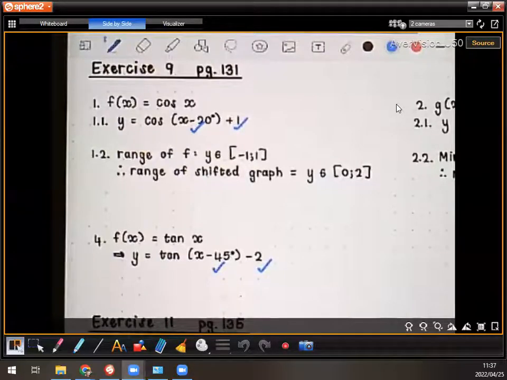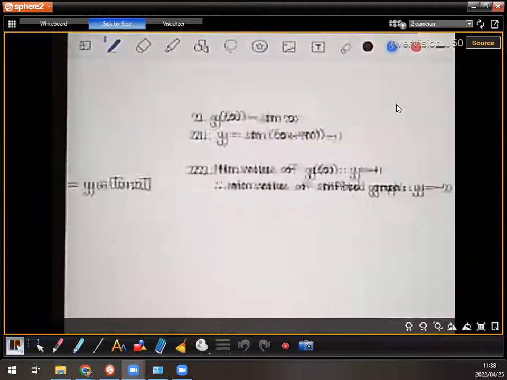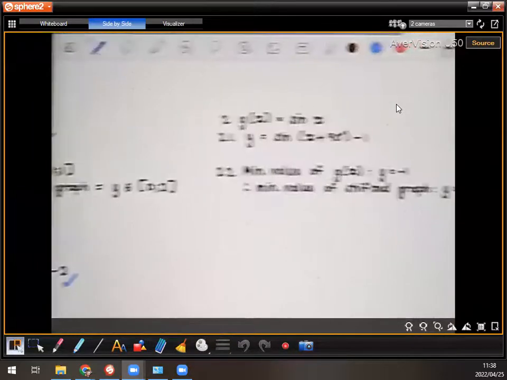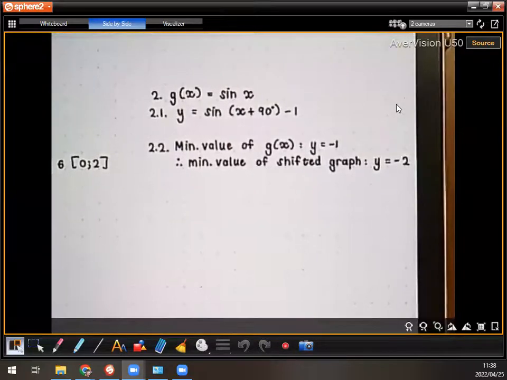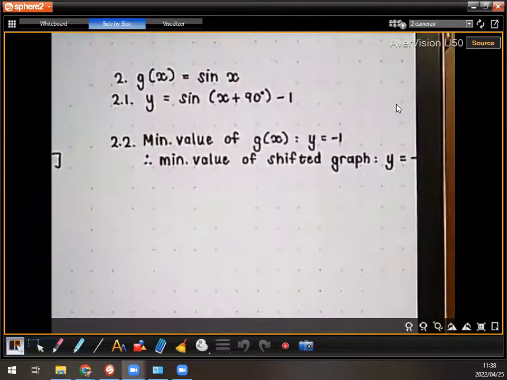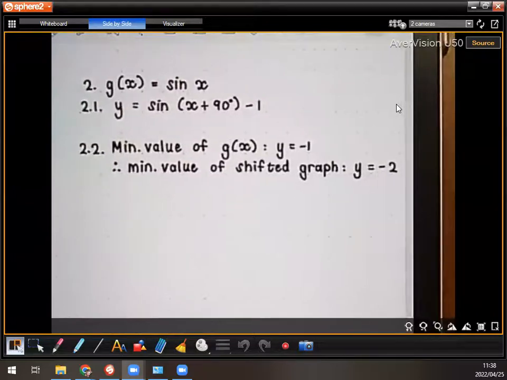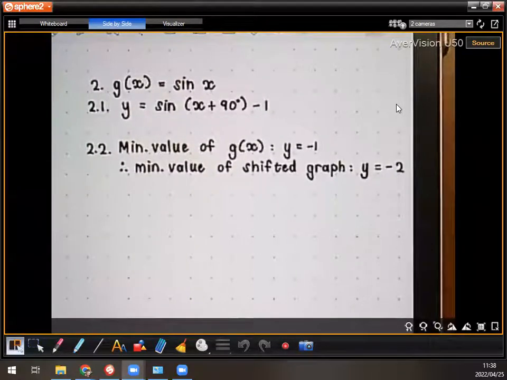Equation on 4. All right, then there is number 2. All right, so number 2, they said that G is the graph of sin x. Now they're saying that this graph is shifting 90 degrees to the left. Right, so in the negative direction, so it's x plus 90 and it's shifting 1 unit down, so that's a minus 1.